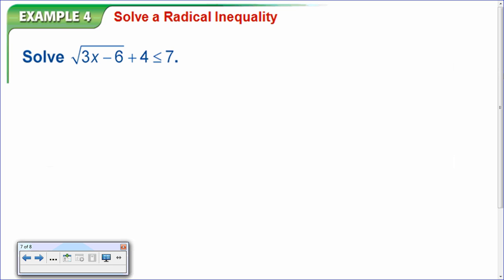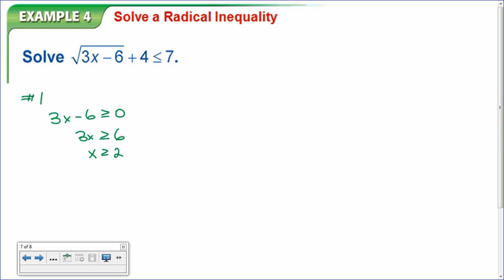Okay, so on this one, we have two parts to this. Part 1. This thing right here has an index of 2. So what I need to do is make sure that this 3x minus 6 remains non-negative. So I'll just set it up like this. Non-negative means that it can be greater than or equal to 0. Solve this little problem. Add 6 to both sides. Divide by 3. Okay, so whatever x is, it's going to have to be greater than or equal to 2 to keep this thing from being negative. All right, now step 2.